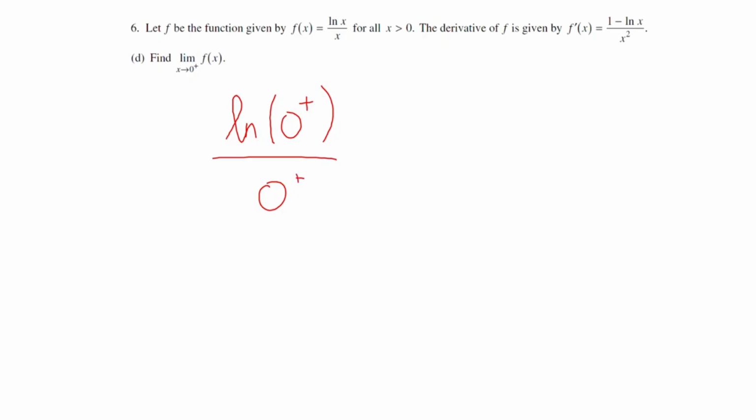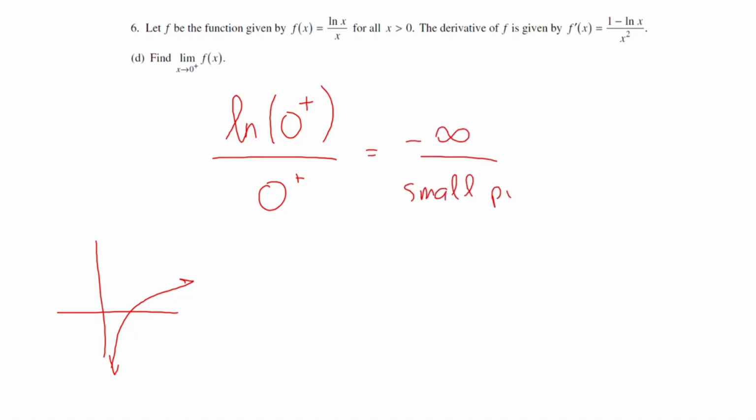Well, if we think about the natural log of 0 as we approach from the right, we're going down towards negative infinity. So this is negative infinity divided by a very small positive number. And that, of course, is just going to make an even larger negative. So this is equal to negative infinity.